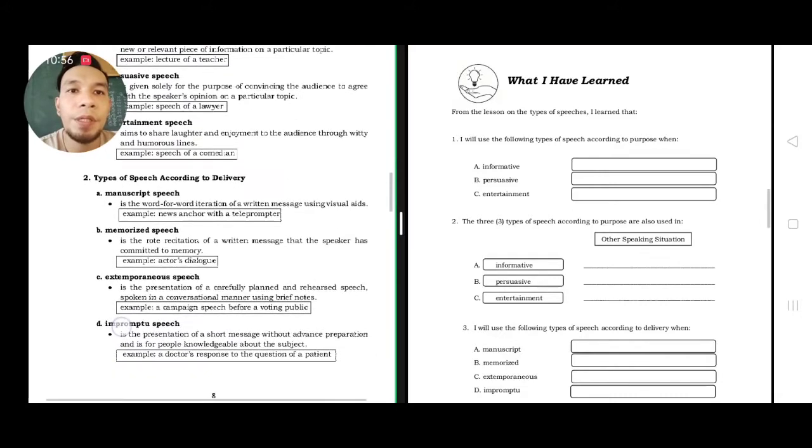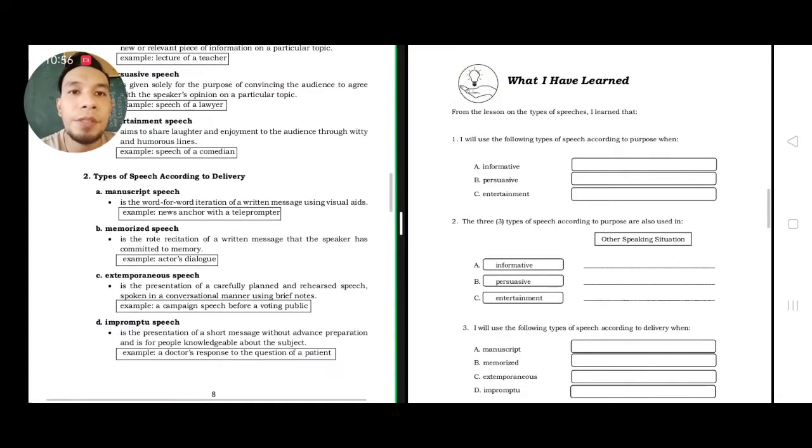Types of speech according to delivery. The first one is manuscript. So in this speech, the speaker is using a visual aid. It can be in the form of a teleprompter, just like what's being said in the module, or it can also take in the form of a simple note.